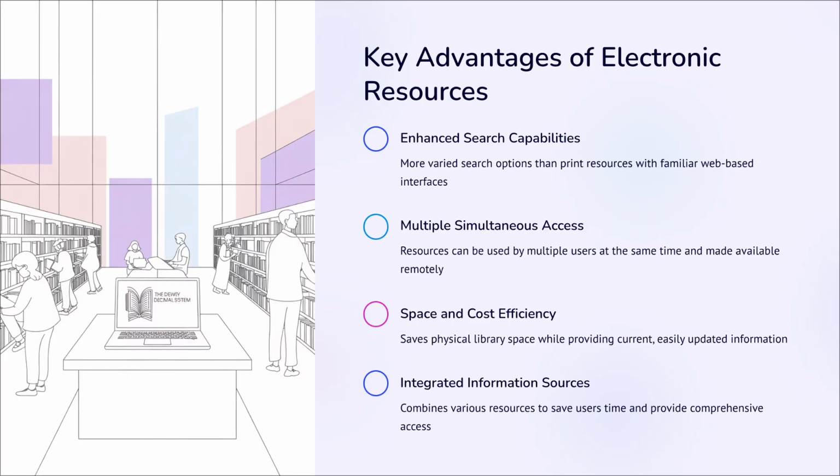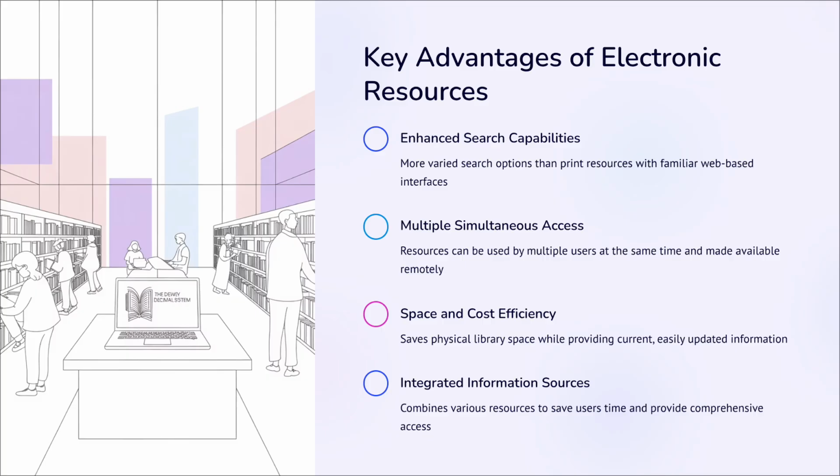Let's pause and appreciate why libraries invest so heavily in electronic resources. First, they make searching faster. Interfaces look and feel like the web tools you already use, so the learning curve is short. Second, multiple people can access the same resource at the same time, even if you're all off campus. That's a game changer compared to one copy of a print book sitting on a shelf. Electronic resources also save space in the building and ensure you're always working with current information. No waiting for the next print edition. Updates roll out automatically. And finally, integration is the real superpower.